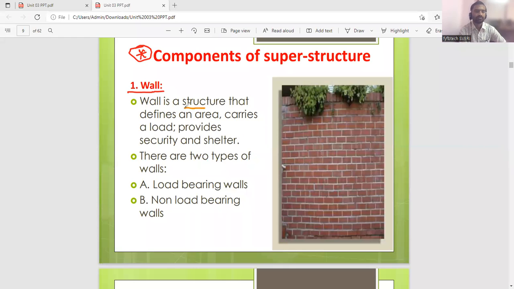Wall is a structure that defines an area, carries a load, provides security and shelter.